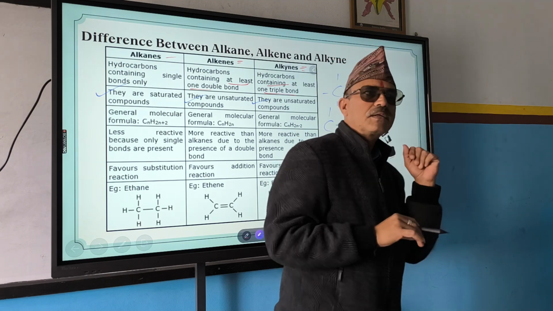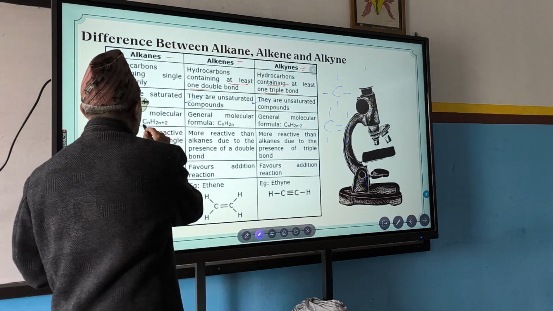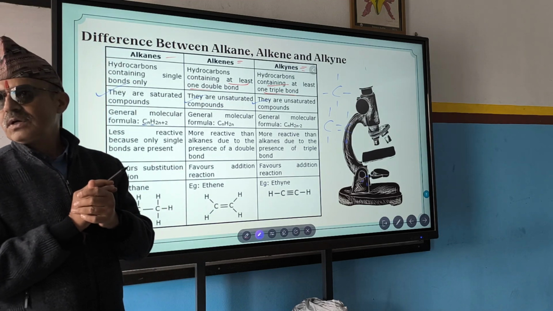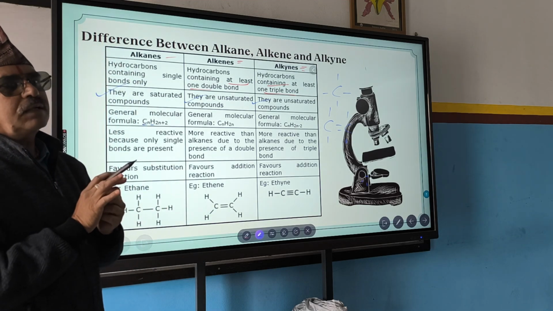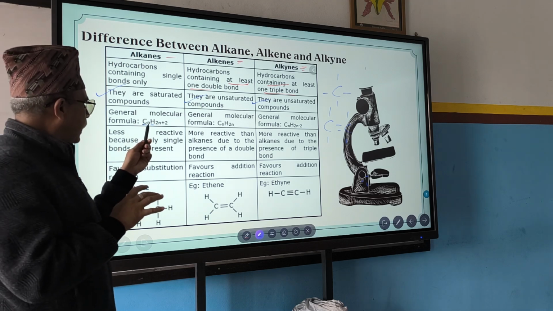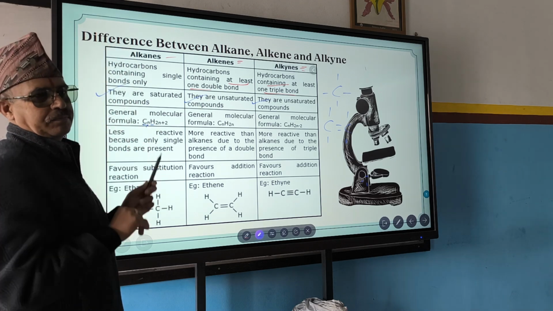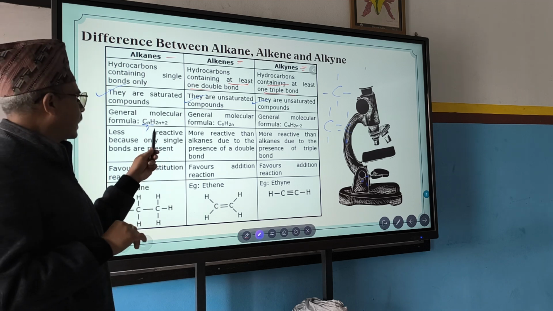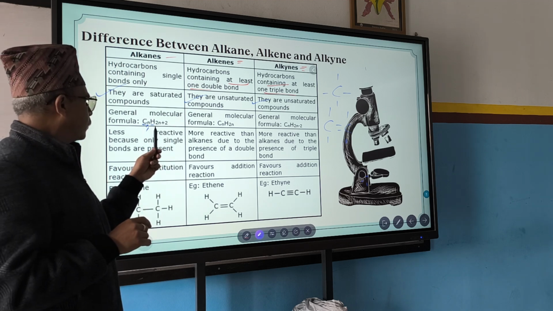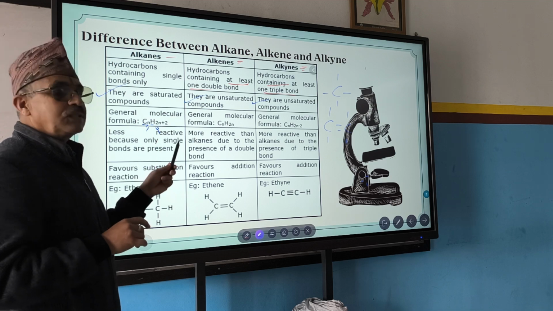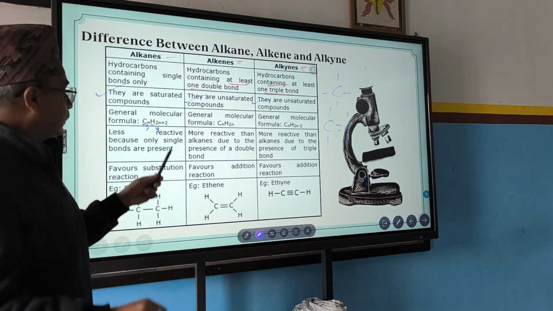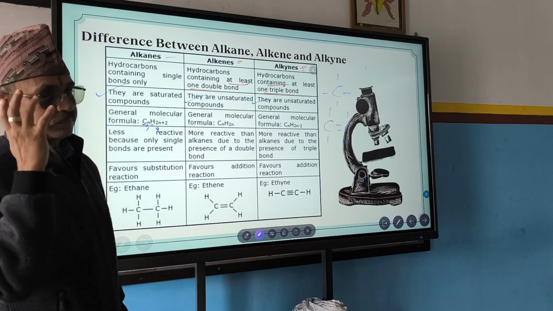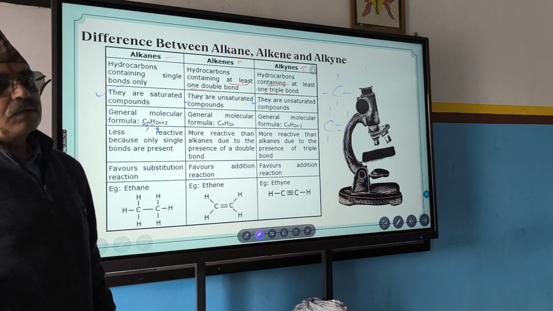How? The method is like this. You compare the number of carbons and hydrogens. Suppose the number of carbon is 1, n equals 1. Hydrogen will be 4. So in alkane, the number of hydrogens is 2 more than double the number of carbons.